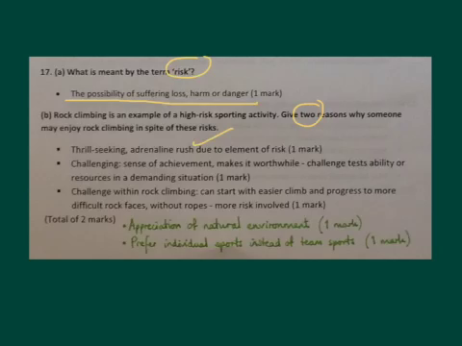And then we've got a selection of points that you could have picked from to get your 2nd mark. So we've got to do with challenge. Quite a few people picked up a mark to do with challenge. Appreciation of the natural environment could get you another mark. And then talking about individual sports instead of team sports could have got you a mark as well.